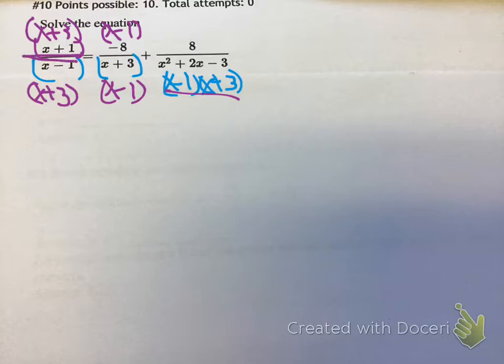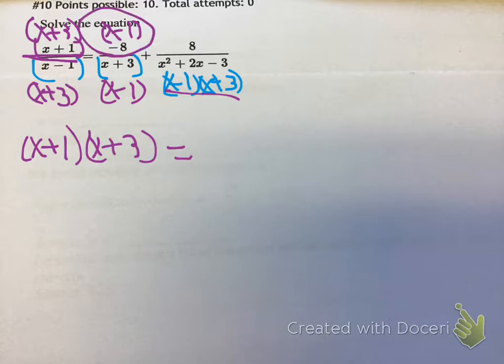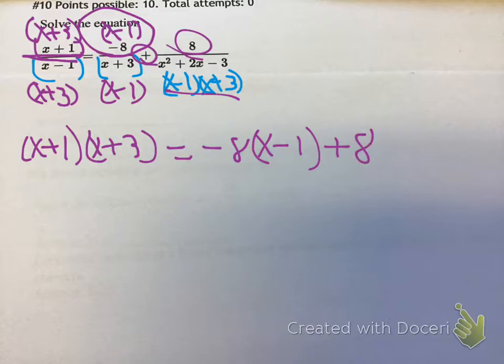On the left-hand side, we have an x plus 1 times x plus 3. We got to FOIL out. That's a nightmare. Equals, and then over here on the right-hand side, we have a negative 8 distributing to our x minus 1, and then a plus of just 8. And then FOIL, FOIL, FOIL. This will be a whole bunch of mess.